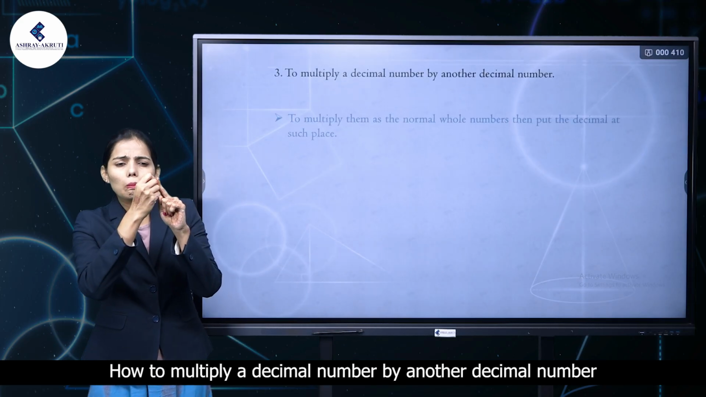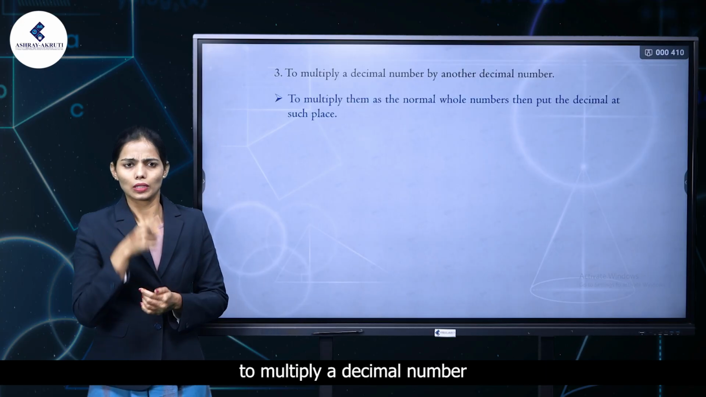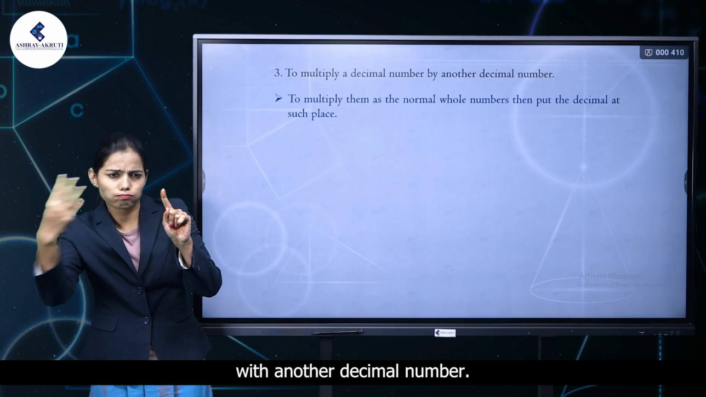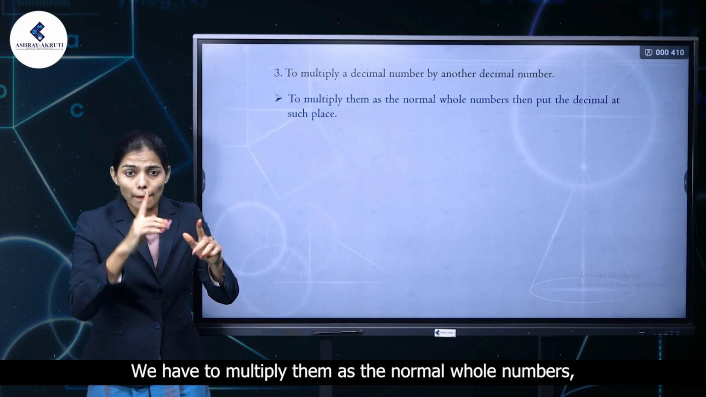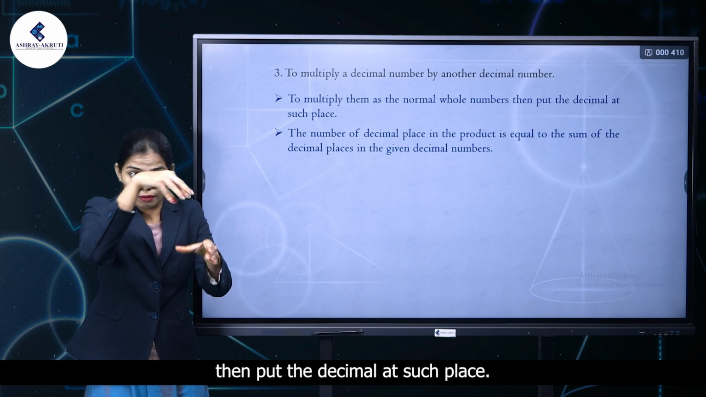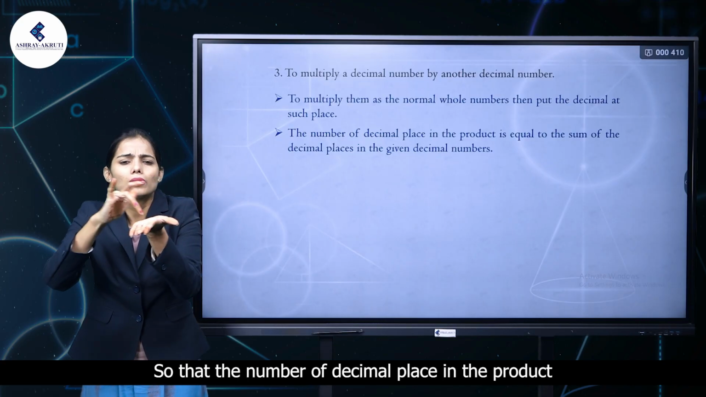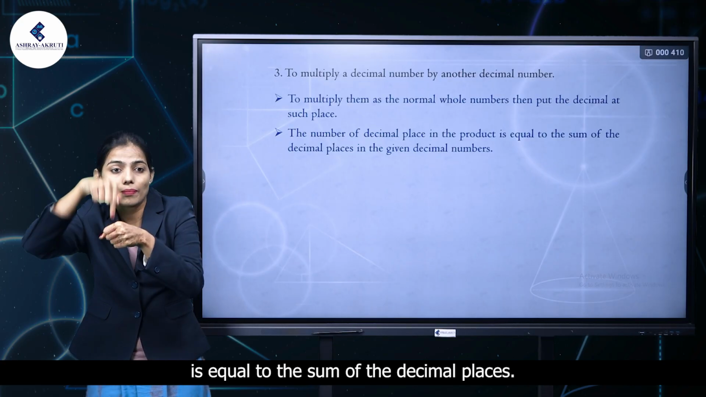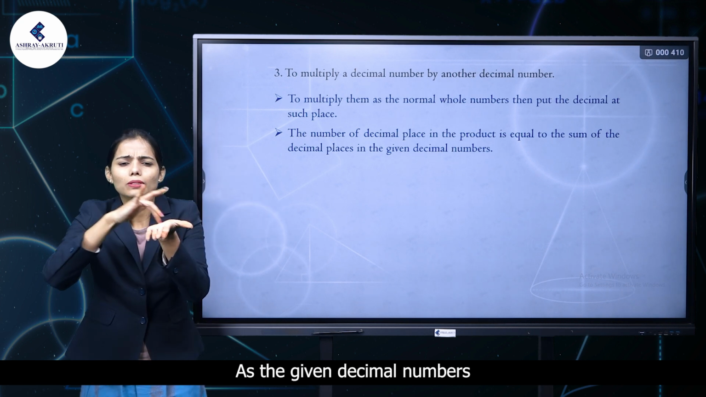How to multiply a decimal number by another decimal number? To multiply a decimal number with another decimal number, we have to multiply them as normal whole numbers, then put the decimal at such a place so that the number of decimal places in the product is equal to the sum of the decimal places of the given decimal numbers.